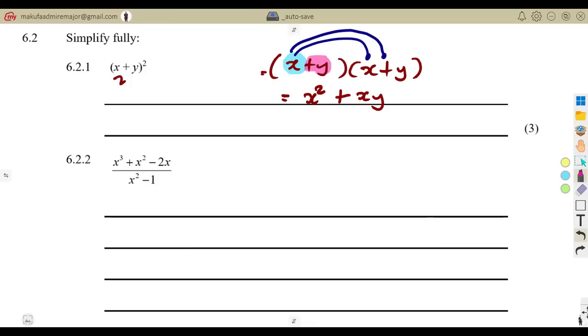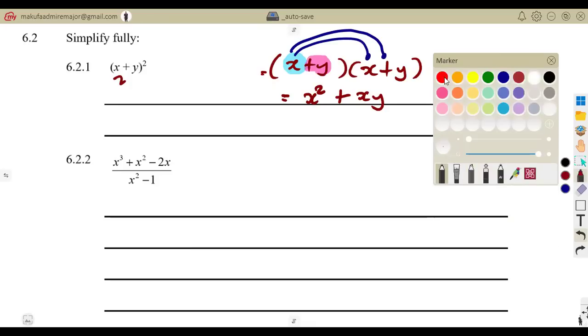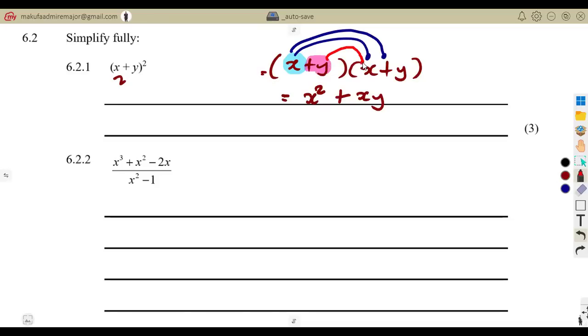Still in the first bracket, the next term, which is y there, multiplies the second bracket just like what we had. So it's y times the first term there, which is y times x. That is the same as xy. We can write it that way. So that is plus xy. Then y times y there is y squared.